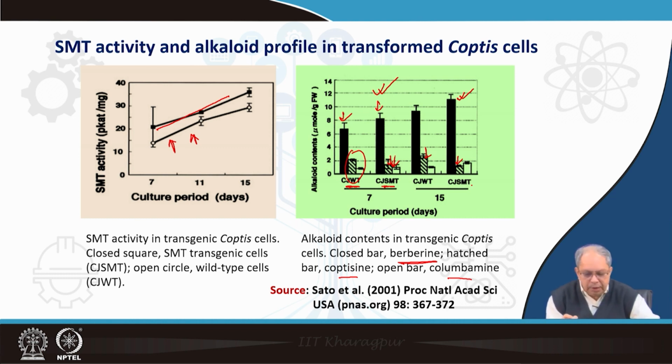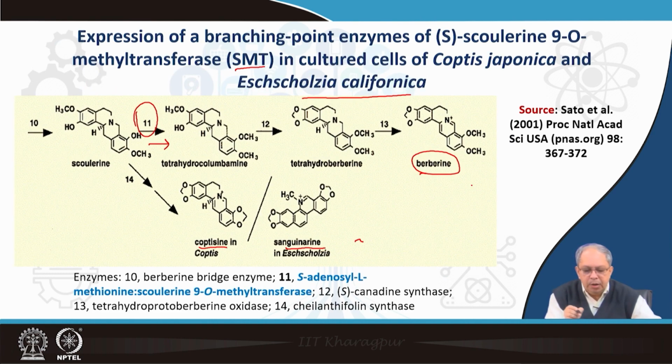Okay. So, that is quite clear, because when SMT is induced, the pathway has a new branching started, and as I said, there are reports of berberine from the Coptis. So, therefore, putting an SMT gene will move the pathway in this direction, and that ultimately leads to the accumulation of berberine in higher amount in the Coptis.